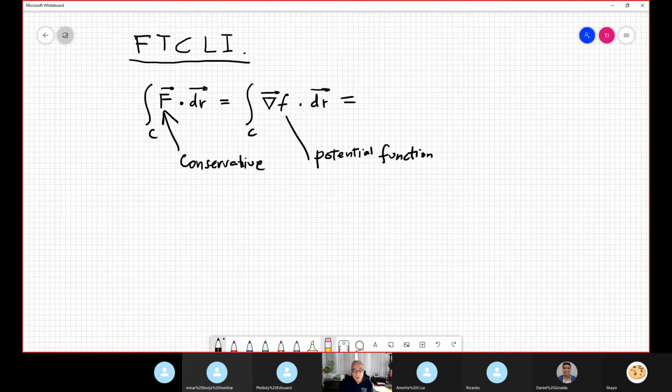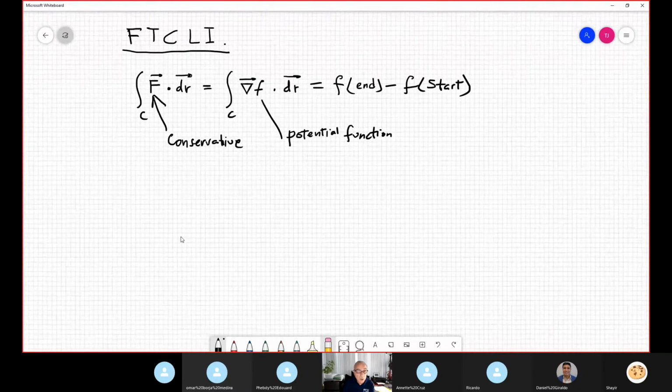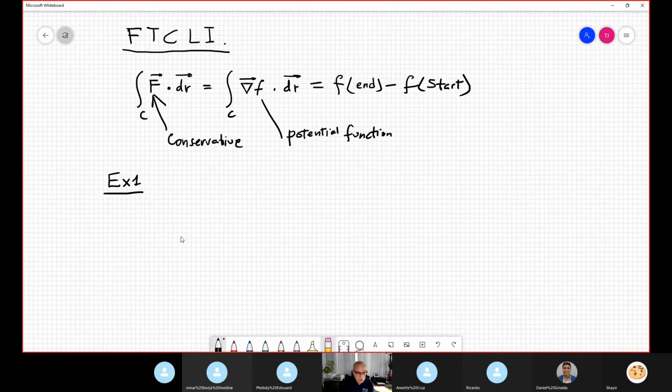When you evaluate, there is no integral anymore. You evaluate the potential function at the endpoint minus the start point. It's very, very similar to the fundamental theorem of calculus that you see in Cal 1. Let's see an example. Example 1. This is easy. In my opinion, it's super easy.